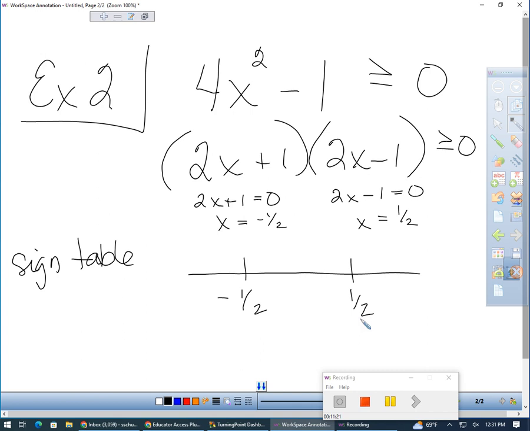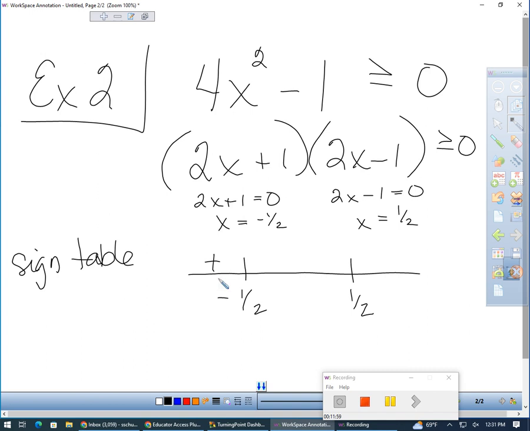Okay. Now, I'm going to pick a number smaller than negative 1/2. So like negative 1. All right? And I'm going to plug it back into here. So I put negative 1 in here. I get 2 times negative 1 is negative 2, plus 1, negative, right? This is negative. If I put negative 1 in here, I get 2 times negative 1, negative 2 minus 1. It's also negative. So I get a negative times a negative, right? So what do I actually get for this if I put a negative number in there? Okay, so all I'm going to do in my sign table is say it's going to be positive there.